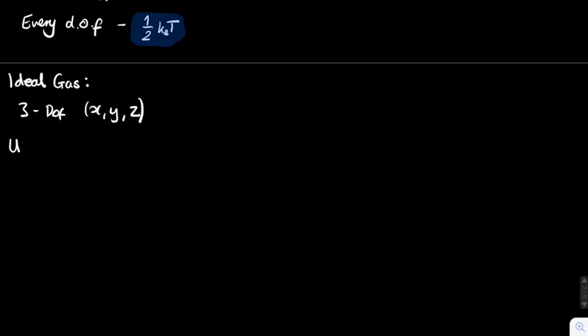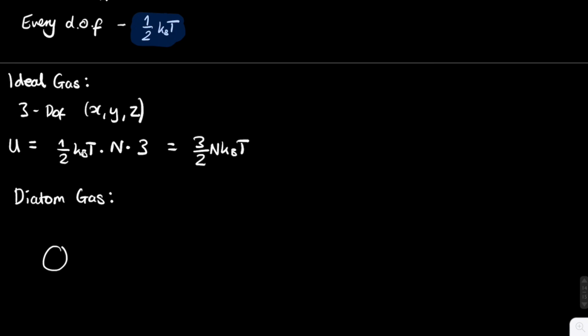Well, we're going to have 1/2 kBT multiplied by the number of particles multiplied by the number of degrees of freedom per particle. And you can easily see that this is just going to be 3/2 n kBT, which is, of course, the ideal gas internal energy, which we already knew. But what about for a diatomic ideal gas? Well, how many more degrees of freedom does that have? Well, let's go ahead and draw it out.